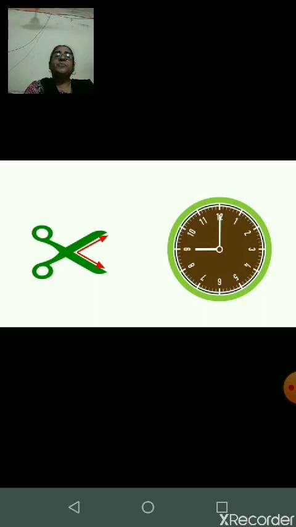Okay, now next. Now what is the time shown in this clock? 9 o'clock. So, the hands of the clock, which angle do they make? Right angle. Very good. Which angle? Right angle.